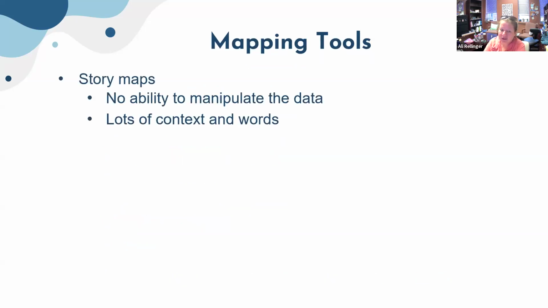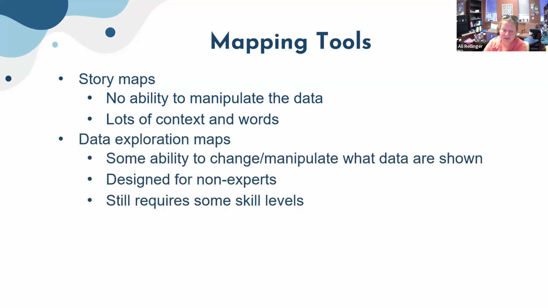Now, a mapping tool can look like a lot of different things. It could look like a story map. A story map can be really great. It's really visually pleasing, but there's not a lot of ability to do things like manipulate data. But there are lots of words in context. So a lot of times this might be a communication type tool.